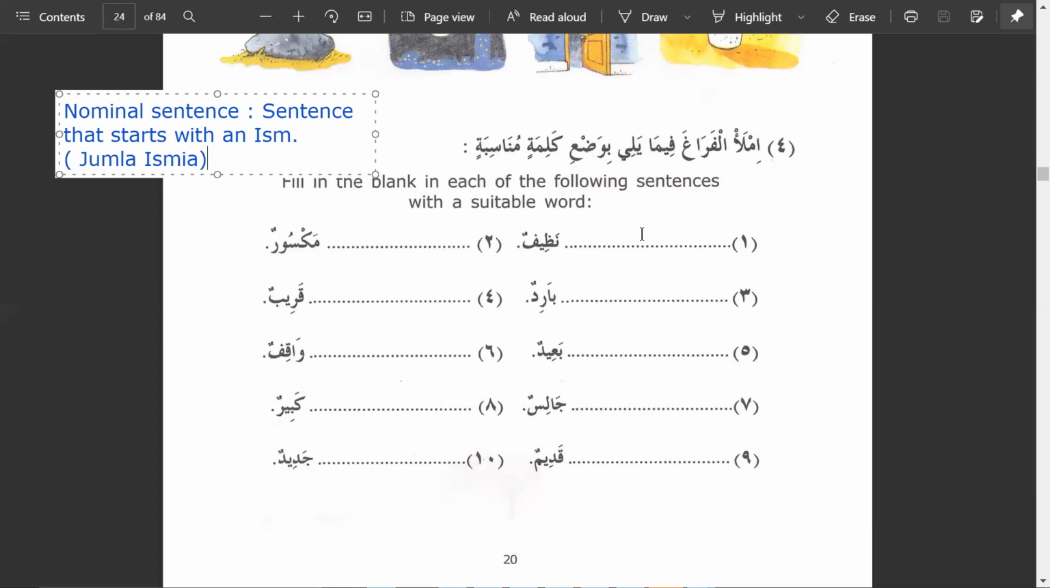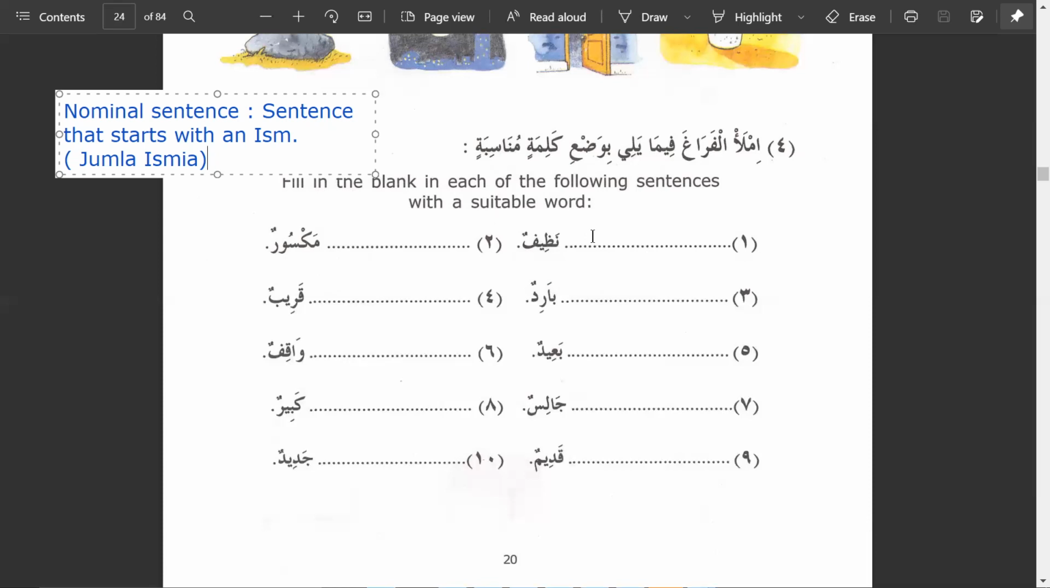Predicate, right? And in Arabic, at present we are looking at all sentences that are beginning with ism. So that's why we are learning jumla ismiya. First part is the subject, mubtada, and you are going to put the first part, the name, like what could be nazifun, clean? A shirt could be clean, a napkin could be clean, right? So that's an ism, noun. So what are you going to put over here?